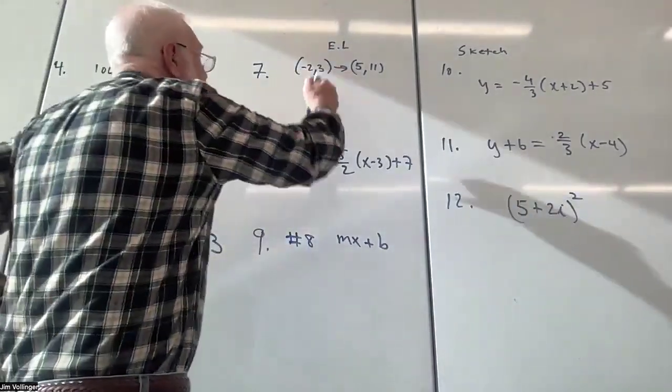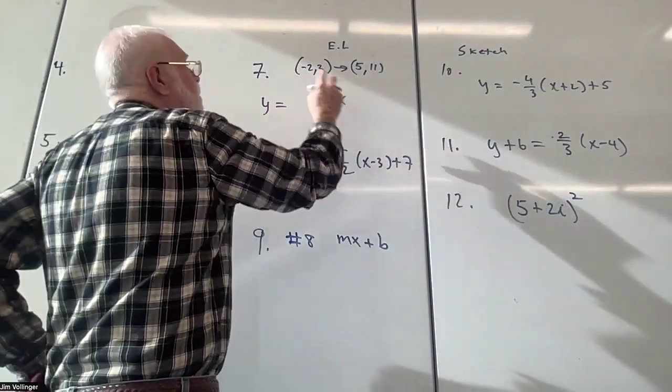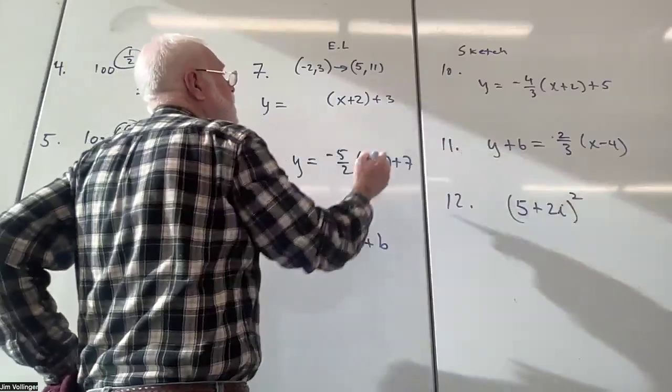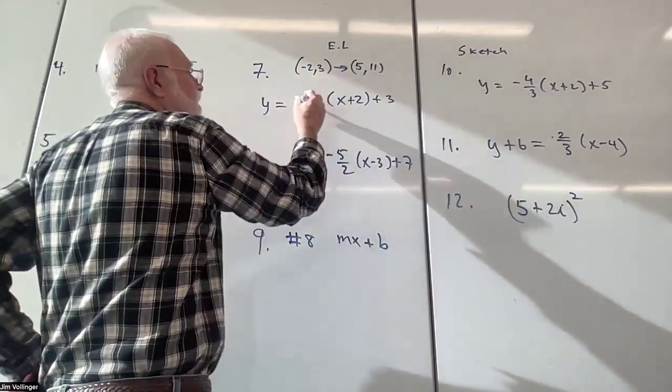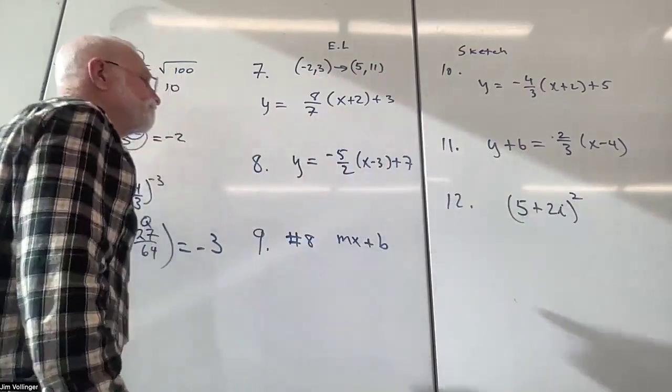Equation of a line. Well, we said the easiest way to write the equation of a line is 2 steps. Subtraction, -2 makes addition of 2, plus 3. I can see -2 in gets me a y value of 3, and -2 to 5 is a change of 7, and 3 to 11 is a change of 8.